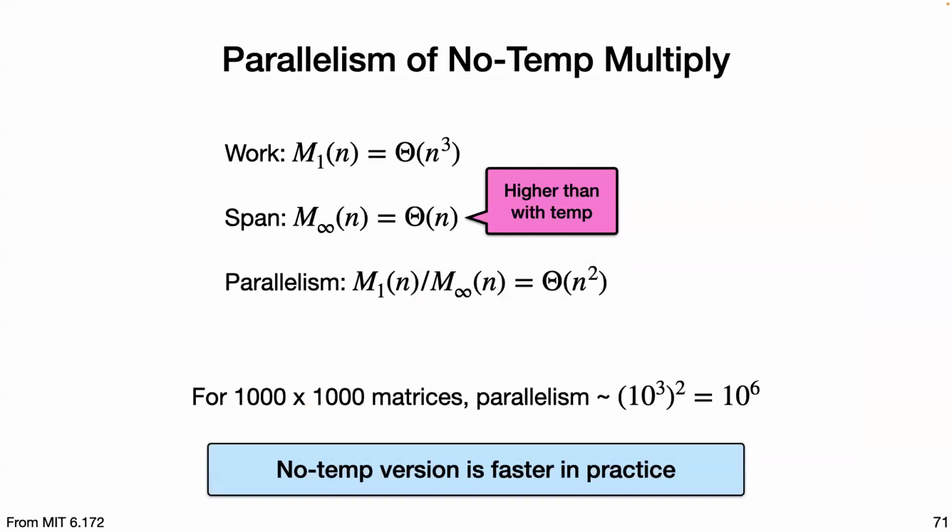Okay, so we traded a little bit of parallelism. The span is now n rather than log squared before, but the parallelism is n squared, which is still pretty large. In practice, this version is faster because you don't need to do the allocation, which we didn't talk about in the asymptotics, but actually allocation is slow.